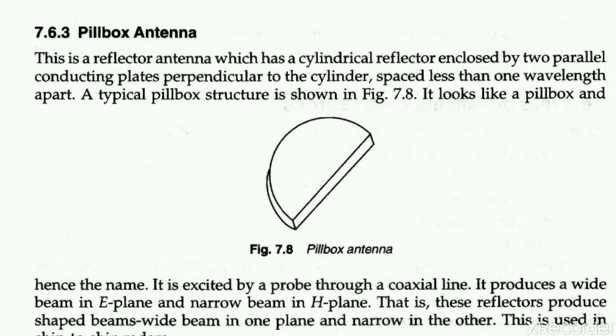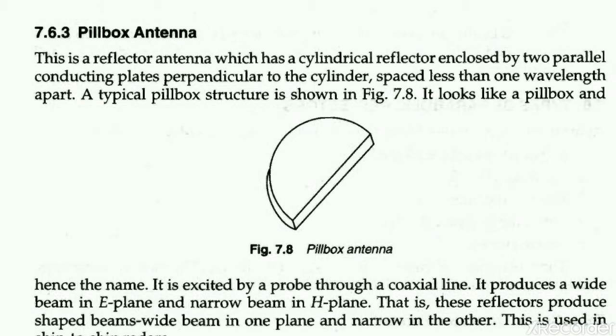It is excited by a probe through a coaxial line. If you learn the feeding mechanism of the horn antenna or other types of antenna, the probe feed mechanism is mostly used in antennas. So you should know about the probe feed mechanism for antennas. In the case of the pillbox antenna, it is excited by a probe through a coaxial line. It produces a wide beam in the E plane and a narrow beam in the H plane.